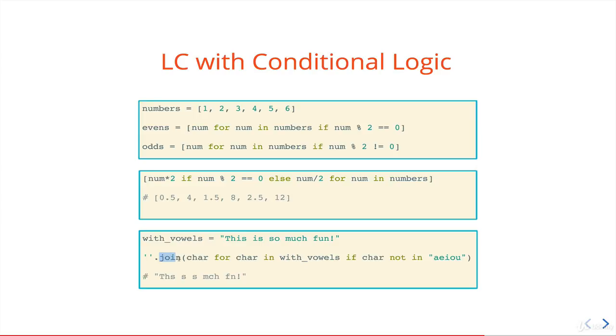And then we're using join, which we saw earlier. We're doing char for char, so for each character in with vowels. If the character is not in A, E, I, O, or U, then we will join it together into the string. So it will take each item in this list. This is going to generate a list, and then it joins them together.